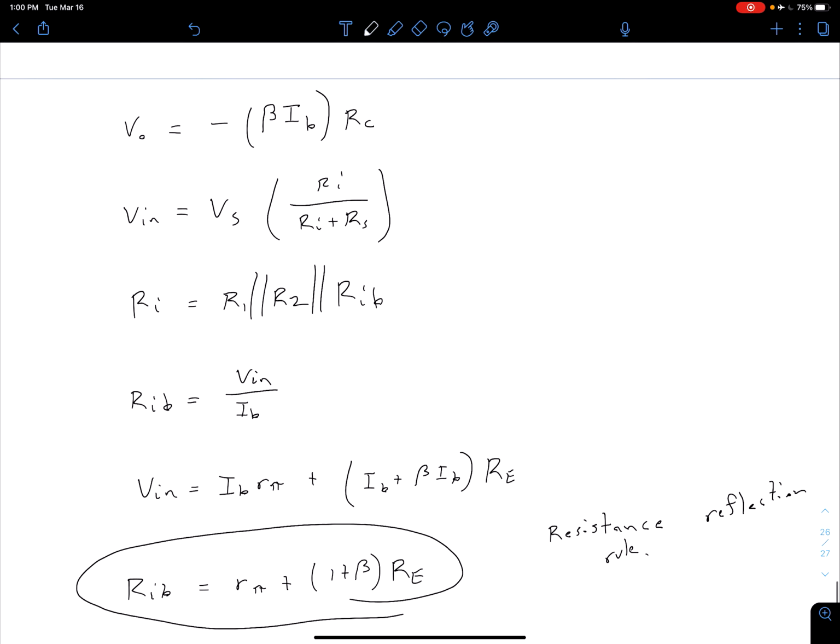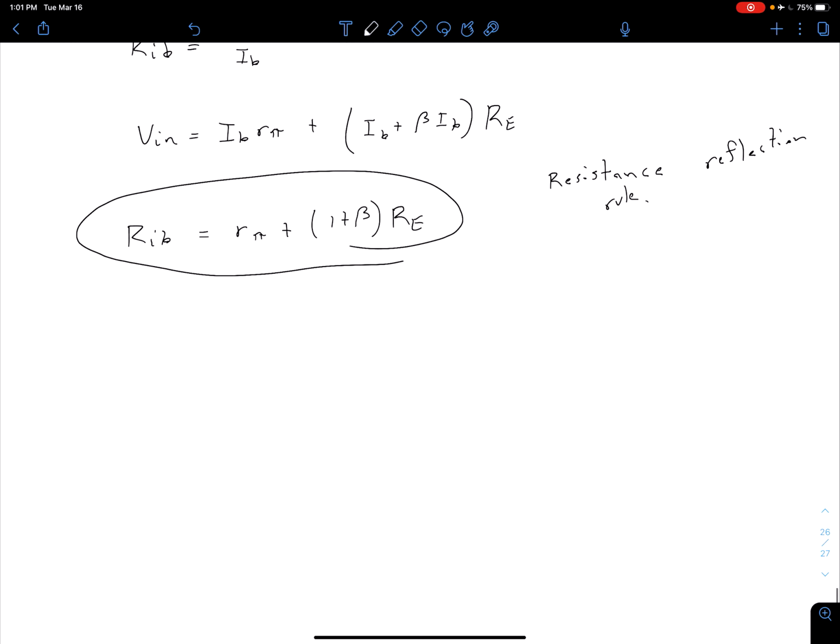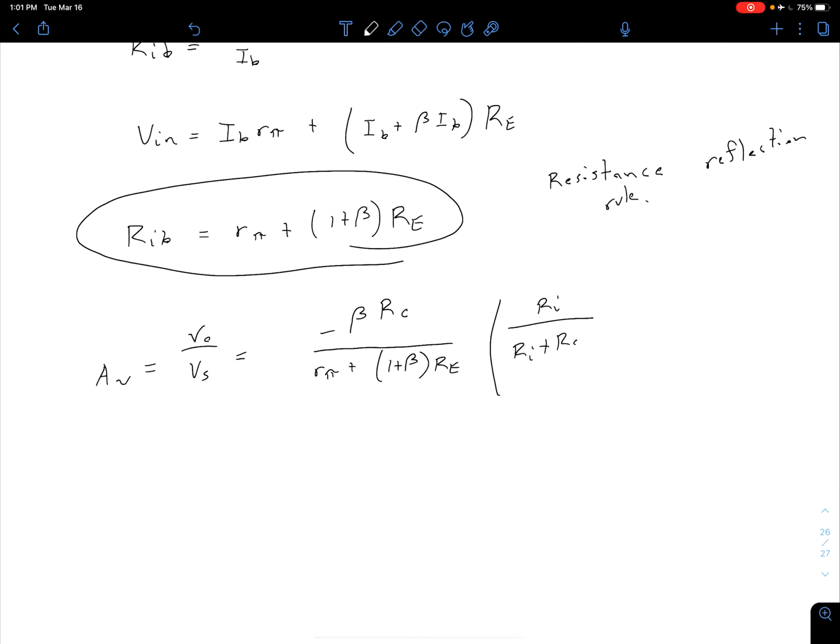All right, so now that we have that expression for RIB, we can come back up and plug that into our expressions up here. Of course we have our VN and our V out up here, and what we get is our small signal voltage gain, which is still defined as V out divided by VS. Combining those equations, we get negative beta times RC divided by that RIB term, which is r pi plus the quantity of 1 plus beta times RE. And then we still have this voltage division ratio, RI over RI plus RS.